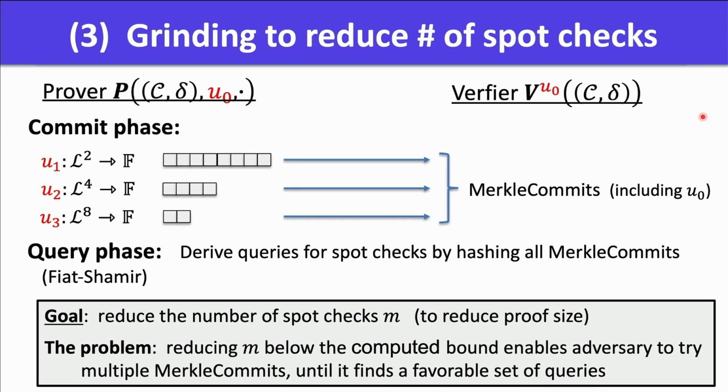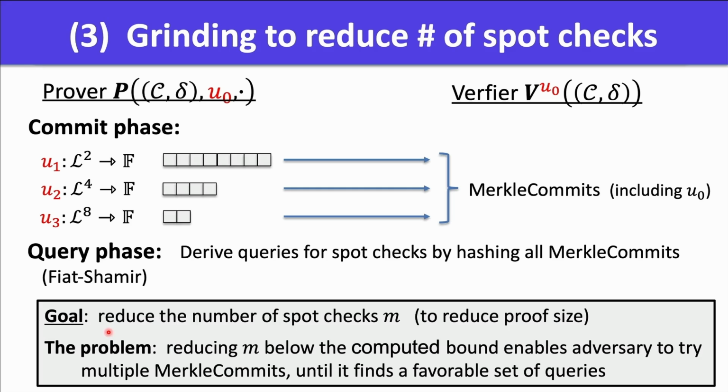The third variant of FRI that I wanted to talk about is this trick called grinding to reduce the number of spot checks, and as a result, it allows us to reduce the size of the proof. So again, let's review how FRI works. The prover basically sends functions U1, U2, U3 over a smaller and smaller domain, but really what the prover is actually sending is Merkle commitments to those functions. And then in the query phase, the prover opens these functions so that the verifier can do its spot checks on all these Merkle commitments.